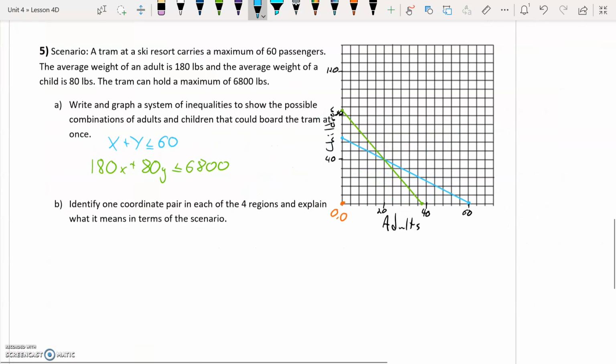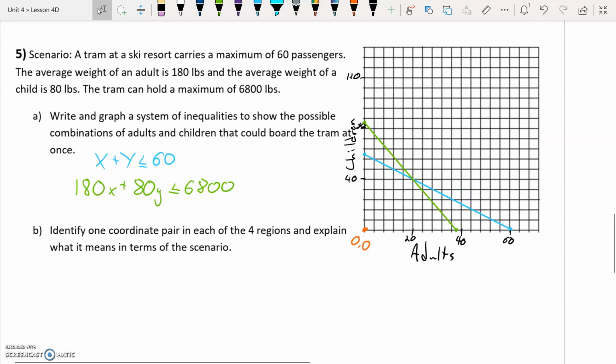Okay, so here's the final video going over checkup 4d.3, looking at the tram problem, where there is a maximum number of people that can be on the tram and also a maximum weight limit of 6,800 pounds for that tram. And so keeping this thing safe, they would have to keep it within both of those constraints to have the proper load of people on that tram.